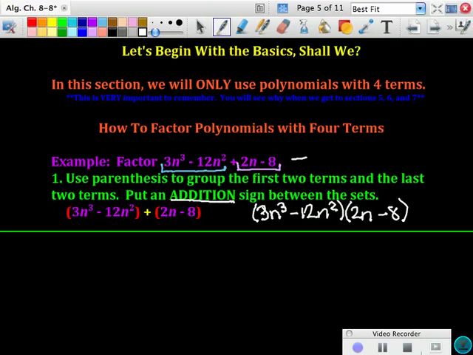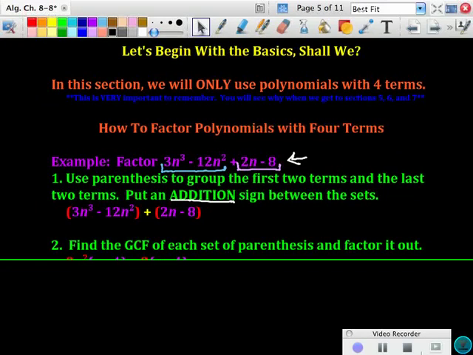Once you've done that, you're going to find the greatest common factor of each set of parentheses, take it out. So here, greatest common factor, 3n squared, and then for our second set, 2.